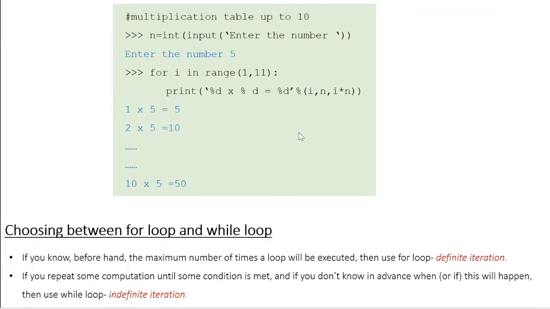Let's do one more simple example, a multiplication table up to 10. Suppose you have a number, say 3. I want to create a multiplication table up to 10. So 1 into 3 equal to 3, 2 into 3 equal to 6, 3 into 3 equal to 9, all the way to 10 into 3 equal to 30. So you need to first input the number as an integer. Suppose I enter the number as 5. So you need to create a multiplication table from 1 to 10, right?